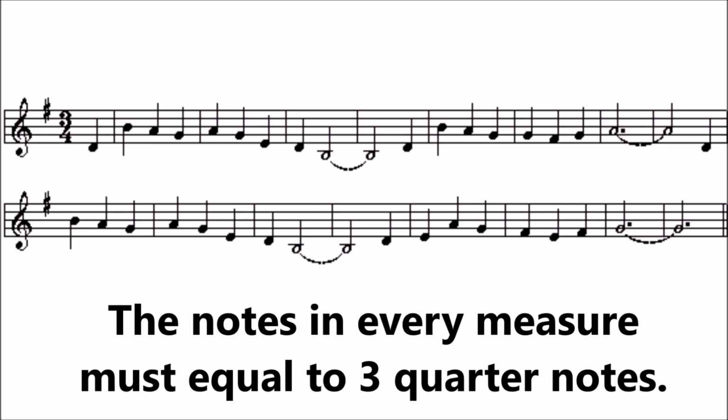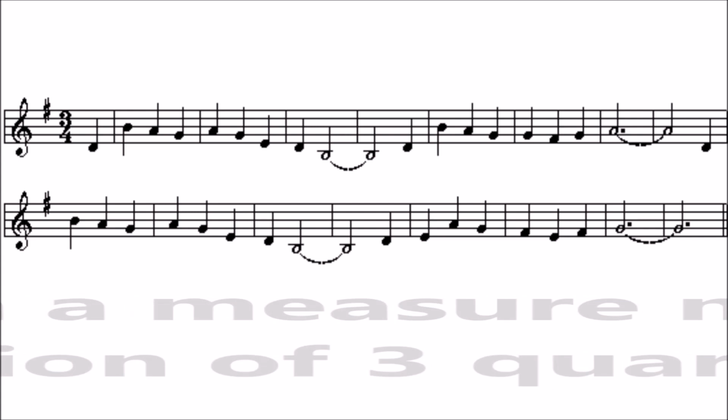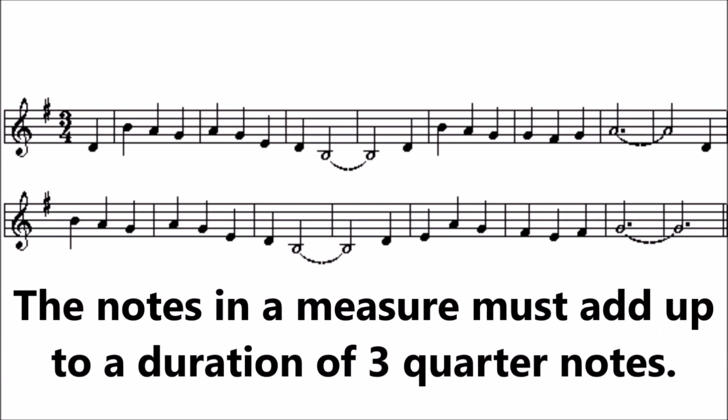In a 3/4 time signature, you can have 3 quarter notes, or you can have 1 quarter note and 1 half note, or a dotted half note, or 2 eighth notes and 2 quarter notes. It really doesn't matter. The point is that it must add up to a duration of 3 quarter notes per measure. No more and no less.